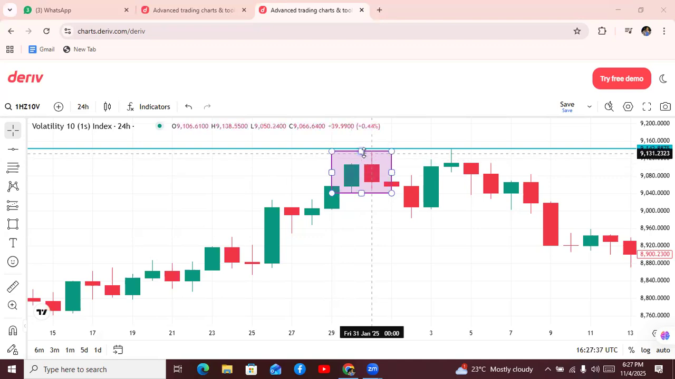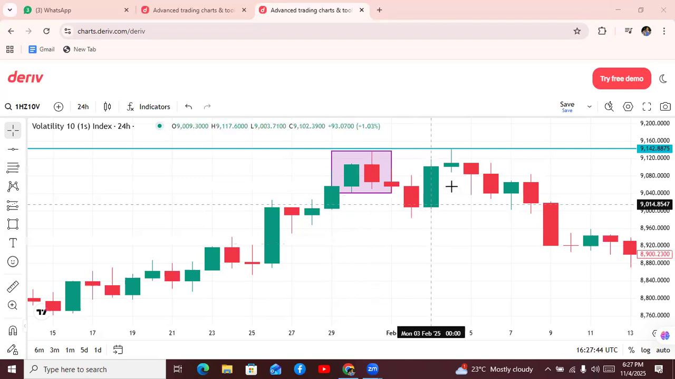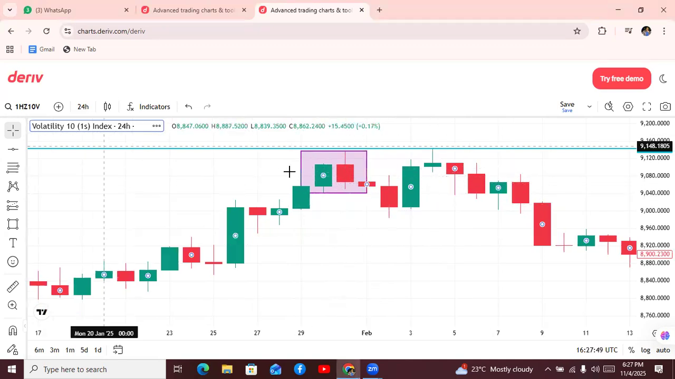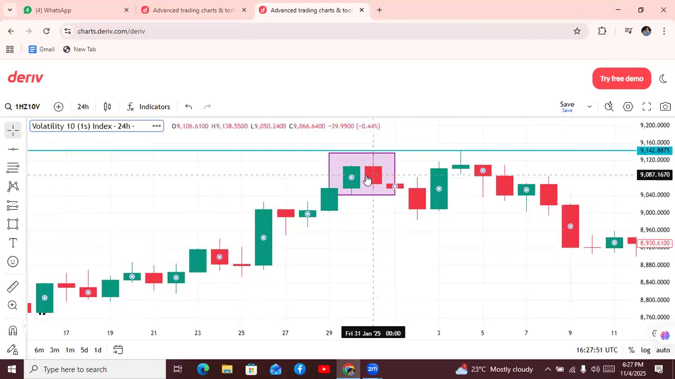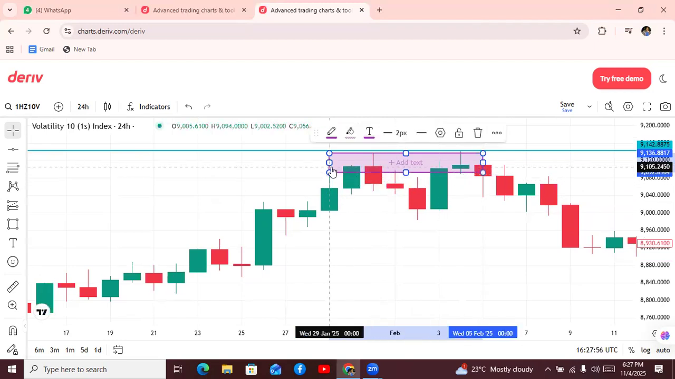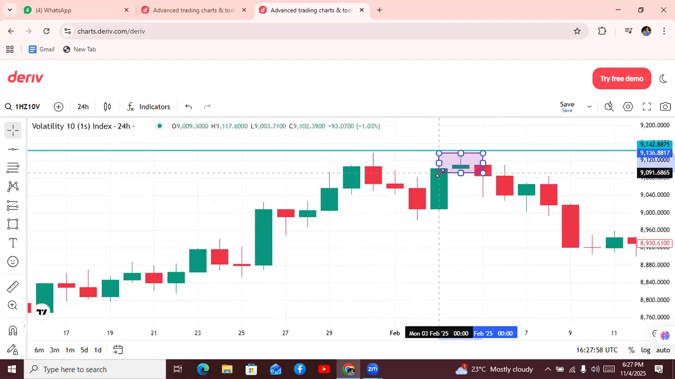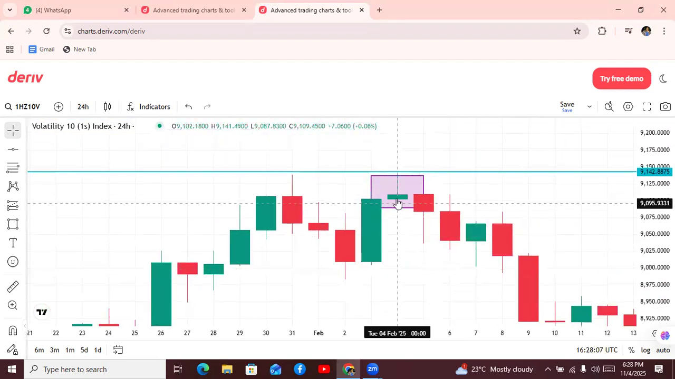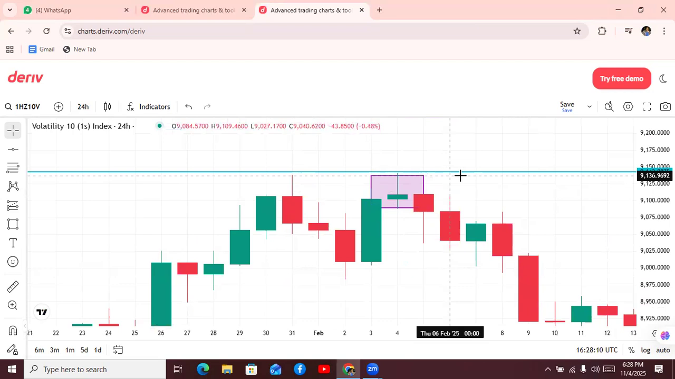So this is a tweezer top. It is one of the reasons why the market was pushing downwards. Now there's also this particular pattern. There's also this one. Anyone to tell us what this candlestick pattern might be?